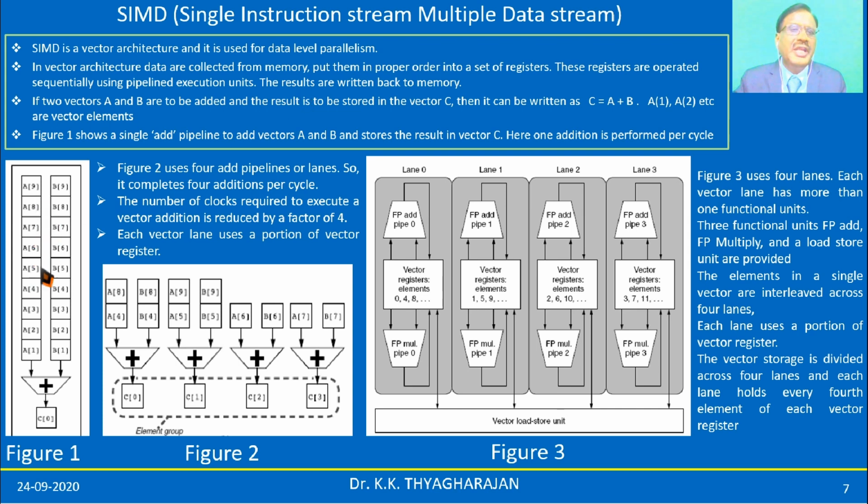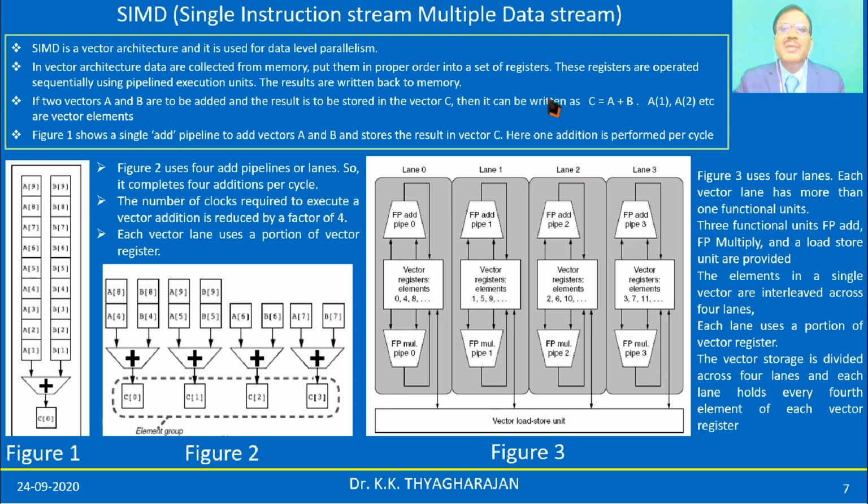For example, you take this one. This is a single lane or pipeline with addition operation. So this is called a single add pipeline. Here A is one vector and B is another vector. The elements in vector A are stored in a set of vector registers and vector B is stored in another set of vector registers. Now these two vectors are to be added, that is A plus B, and the result should be stored in C.